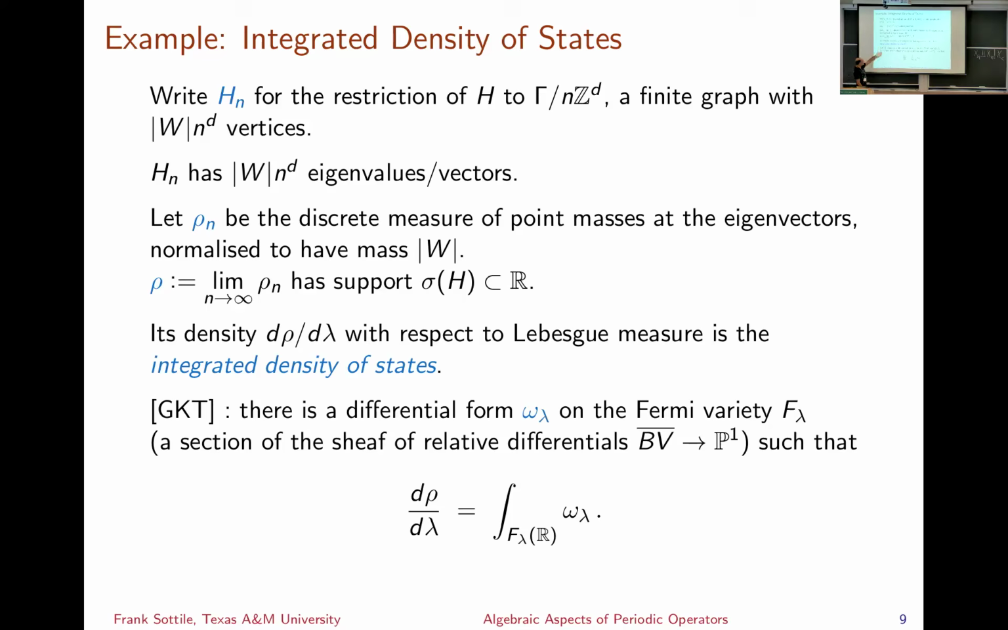Okay. So the point is, they show there's a differential form on the Fermi variety. These are the level sets. And this differential form they show is a section of the sheaf of relative differentials from the compactified Bloch variety B1, such that this density is this integral. And this is a differential form on a cycle. And this is the sort of thing you can evaluate and get actual numbers. And they do. And as I understand it, obtaining this was the purpose they went through all this other mathematics.